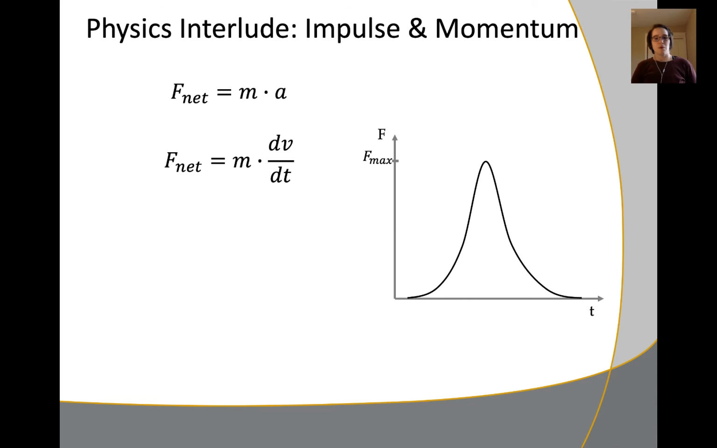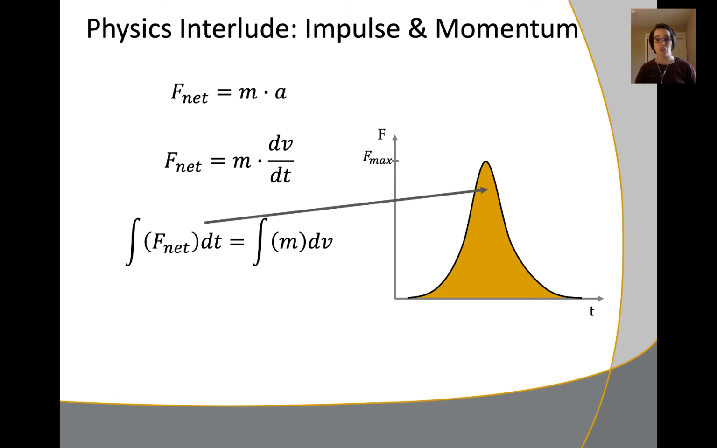If we remember that the definition of acceleration is change in velocity over change in time, we can rewrite the F net equation this way, where we just replace a with dv dt. Then, if we separate and integrate, we see that the integral of the force with respect to time is equal to the integral of the mass times the change in velocity, and the integral of force with respect to time is actually just the area under the graph there on the right.